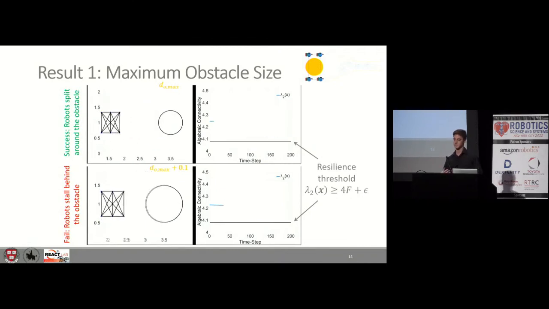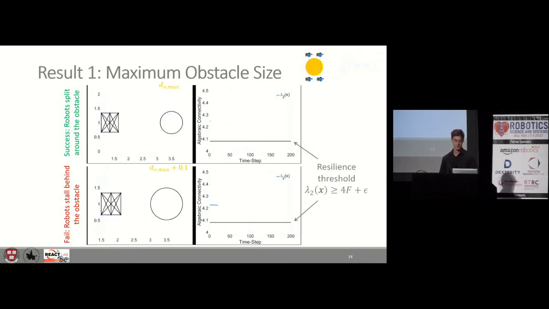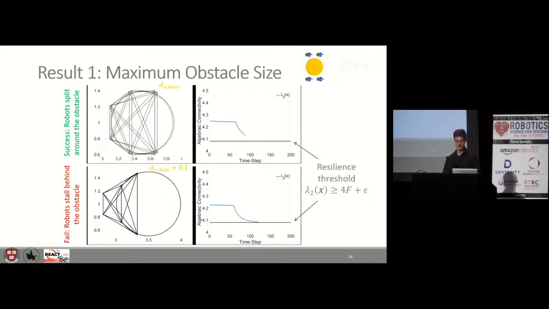However, if we increase the obstacle size just a little bit, like in the bottom plot, the robots no longer can maintain resilience while splitting around the obstacle, and so they get stuck behind it, as the theory predicts.